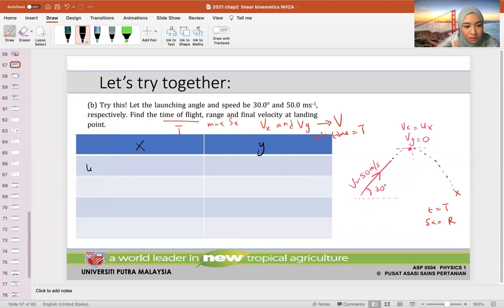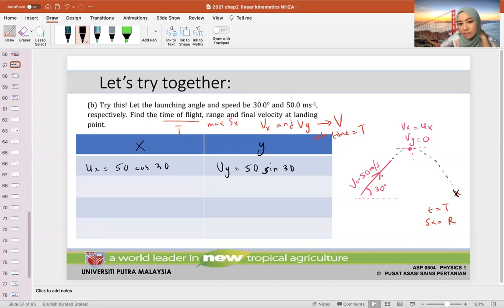So our Ux was 50 cosine 30. I'm just writing it back. Uy is 50 sine 30. I'm not going to put the acceleration because we already know this. I want to find out this point. So what is the information that I already know at this point?